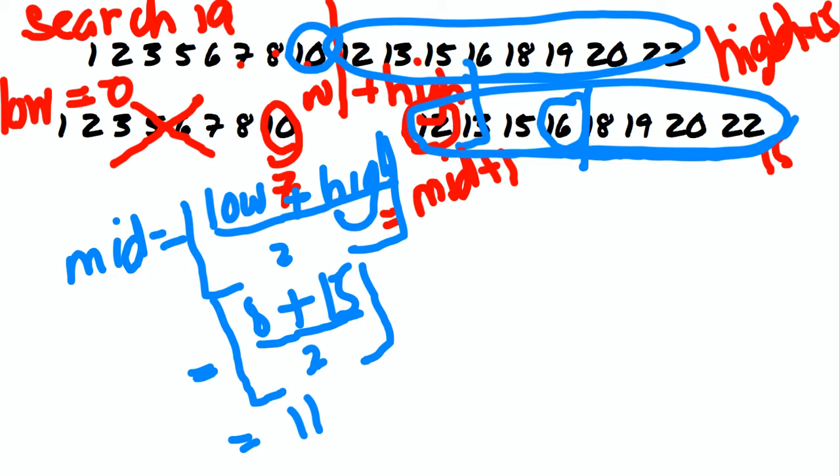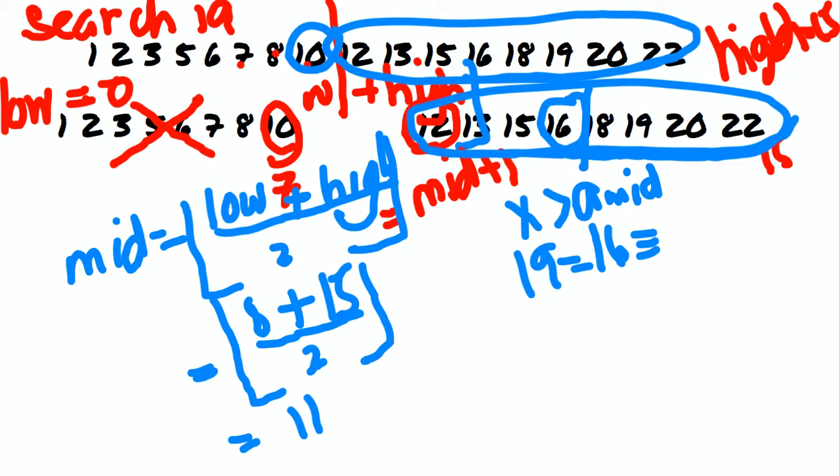Now the inequality: is our query greater than the middle term? It's 19 greater than 16, and this is again true. Therefore, we have to choose the upper half once again.